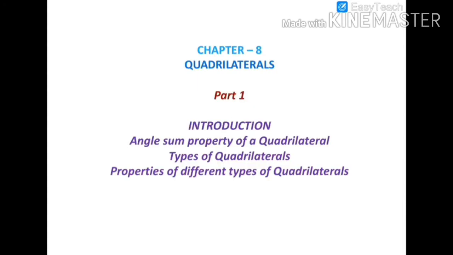Today we will start with a new chapter, chapter number 8, Quadrilaterals. Even though you have studied about quadrilaterals in lower classes, in today's video lesson we will revisit the basic concepts related to quadrilaterals. We will also show that the sum of angles of a quadrilateral is equal to 360 degrees, and we will learn about various types of quadrilaterals and write down their properties.